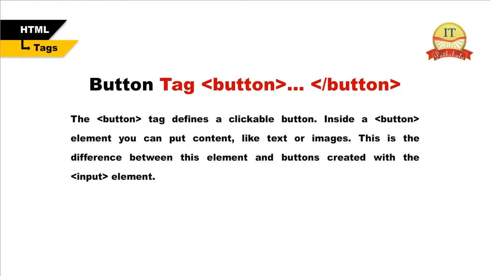Button tag. The button tag defines a clickable button. Inside a button element you can put content like text or images. This is the difference between this element and buttons created with the input element. Always specify the type attribute for a button element. Different browsers use different default types for the button element.